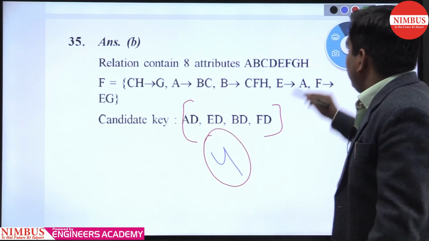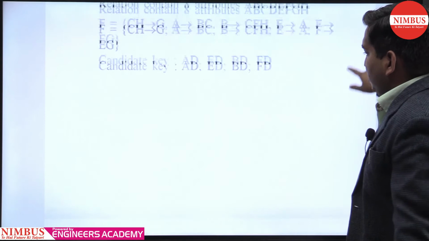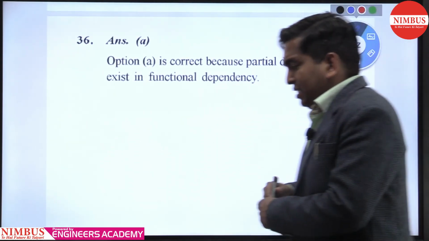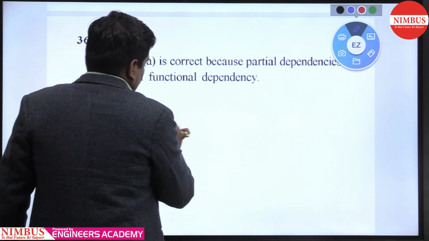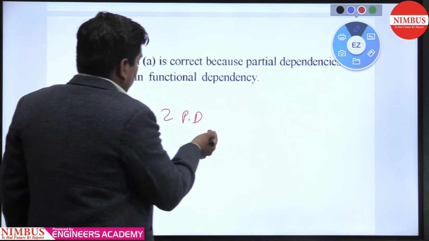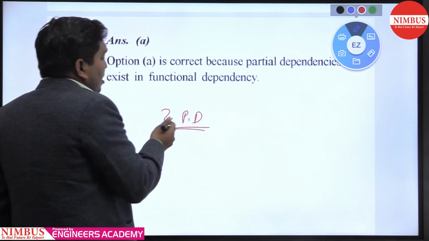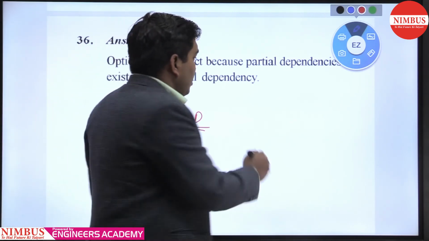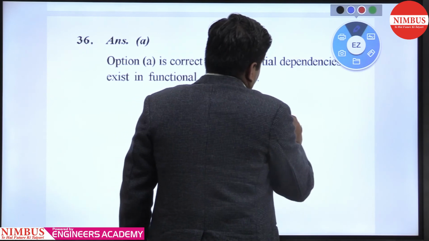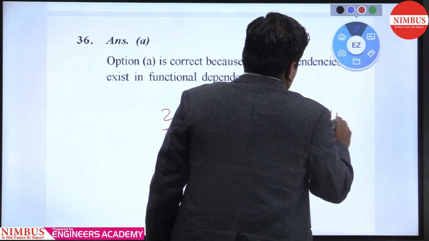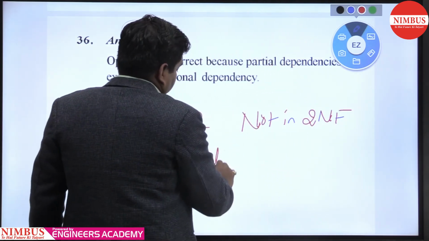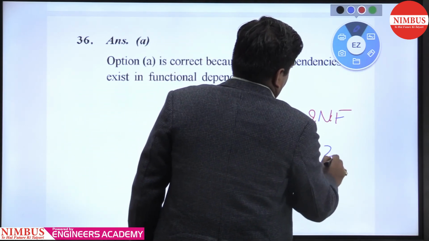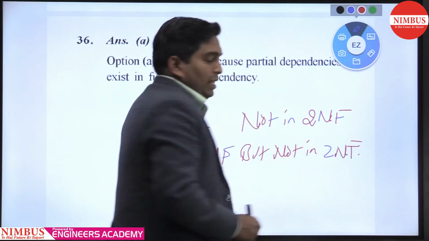Clear? And the next question of this link question is answered because partial dependencies exist. I already told you 2 partial dependencies exist, or even more than 2, but we found the first 2 partial dependencies. If there is any one partial dependency, then it is not in 2NF. So the answer is 1NF, but not in 2NF. Okay, getting my point?